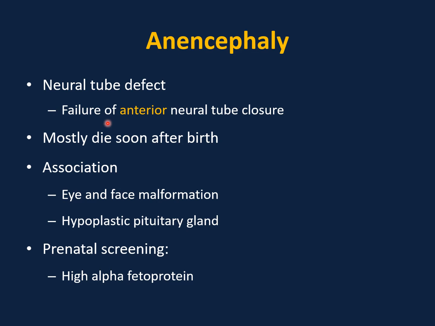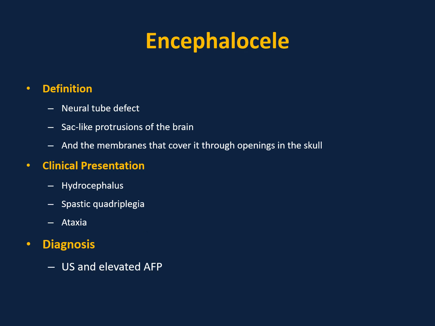Anencephaly. Anencephaly is failure of anterior neural tube closure, so you will see a big portion of the brain is missing. Mostly die after birth. Association: eye and face malformation, hypoplastic pituitary gland. Prenatal screening: this may be detected prenatally with a high alpha fetoprotein and also with ultrasound. Encephalocele is a neural tube defect, a sac-like protrusion of the brain covered with membranes. Clinical presentation: hydrocephalus, spastic quadriplegia, ataxia. The diagnosis: ultrasound prenatally and elevated alpha fetoprotein.